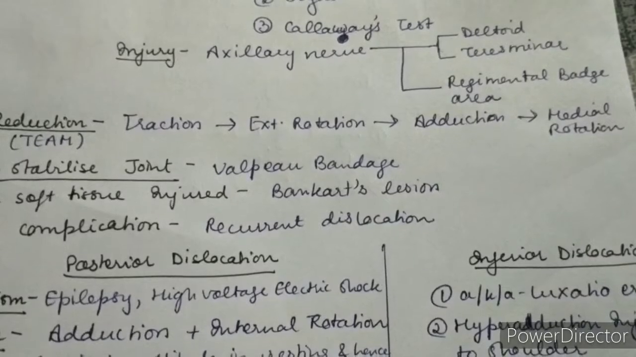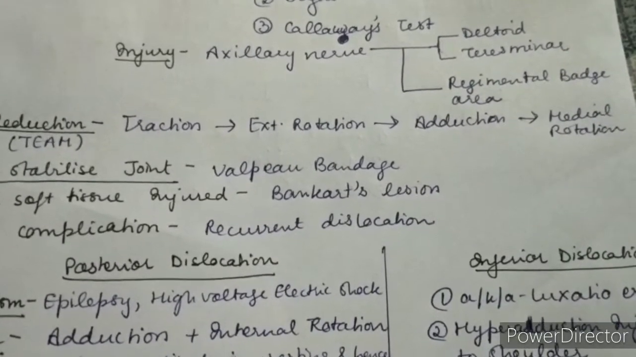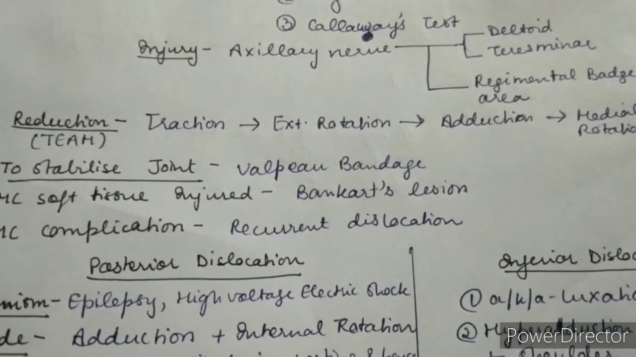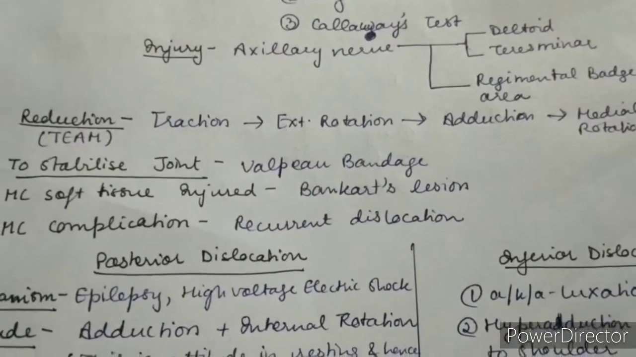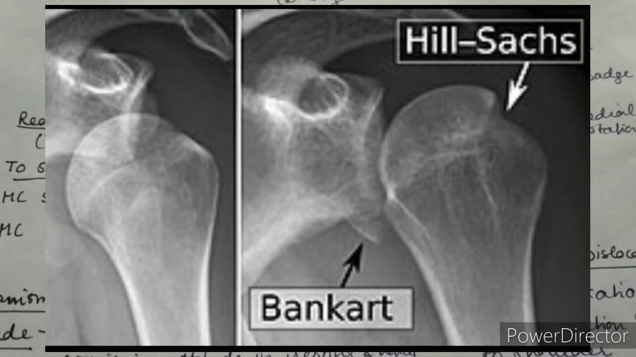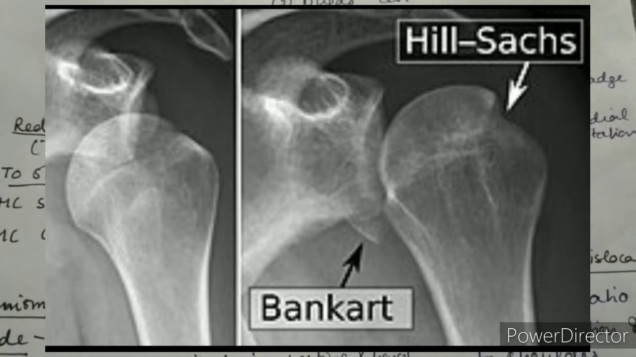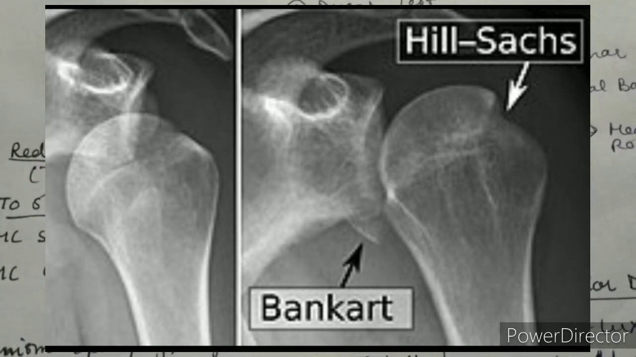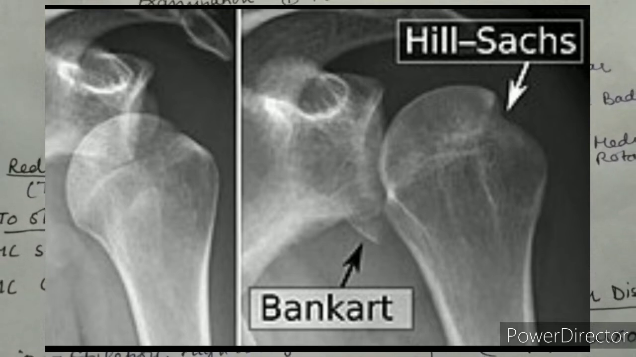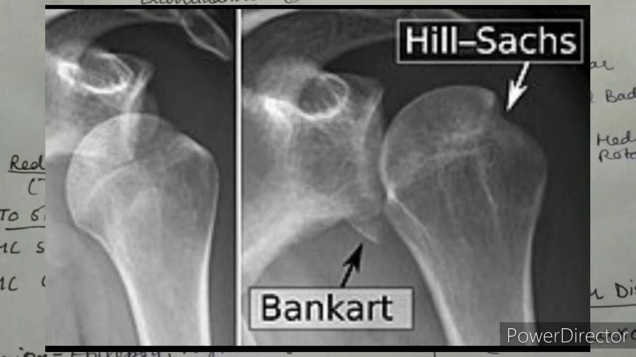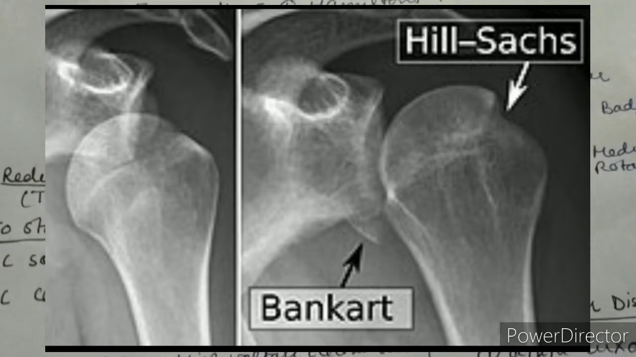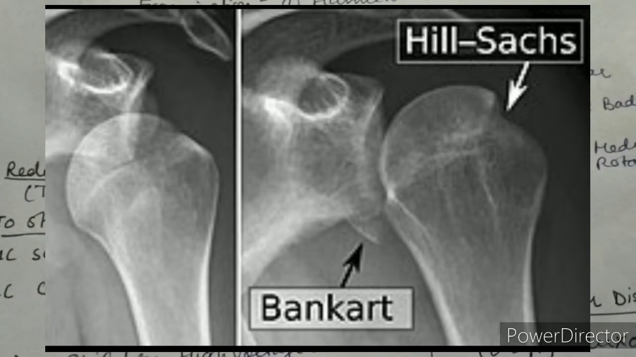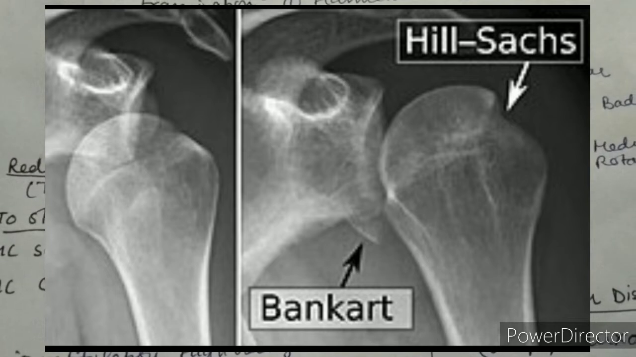Then the order of reduction in anterior shoulder dislocation is: first you need to do traction, followed by external rotation, then adduction and then medial rotation, so that mnemonic becomes TEAM. Now to stabilize the joint we use the Velpeau bandage. The most common soft tissue injury here is the Bankart's lesion. The other injury is a Hill-Sachs lesion. The Bankart's lesion is a tear in the anterior-inferior part of the glenoid labrum, whereas Hill-Sachs lesion is a compression fracture on the posterolateral aspect of the humeral head.